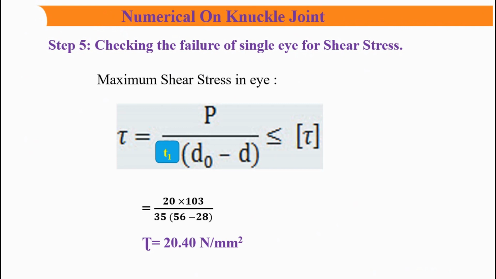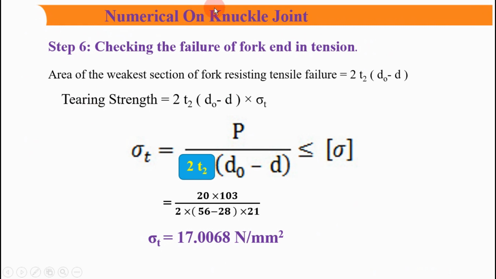Now what is our step number 6? We need to consider fork end for tension, fork end for crushing, and fork end for shear. Now let us see fork end for tension. The formula is tearing strength equal to twice T2 into dO minus D into sigma T. So sigma T is equal to P by twice T2 into dO minus D. I put all the values into this formula, and my answer will be sigma T is equal to 17.0068 Newton per mm square, which is less than 35 Newton per mm square. It means my design is safe.